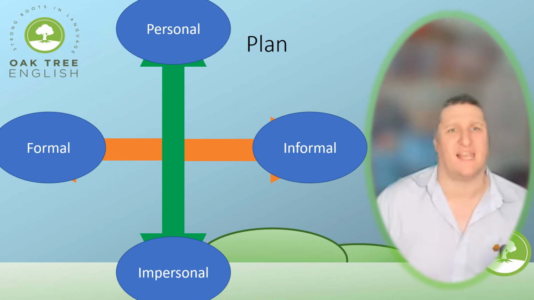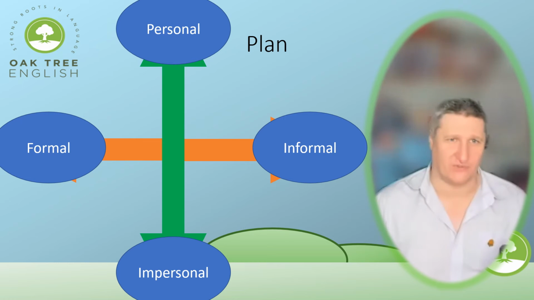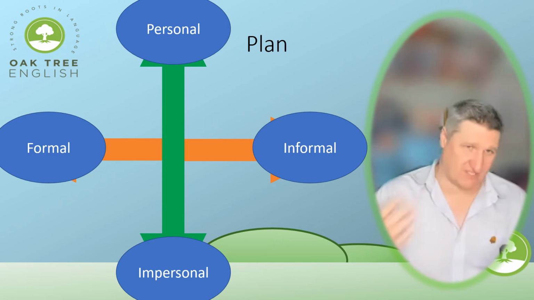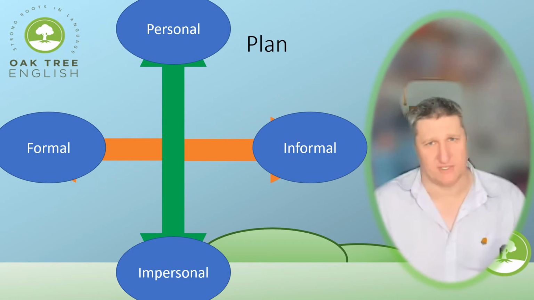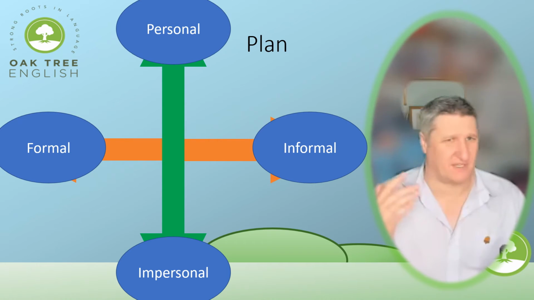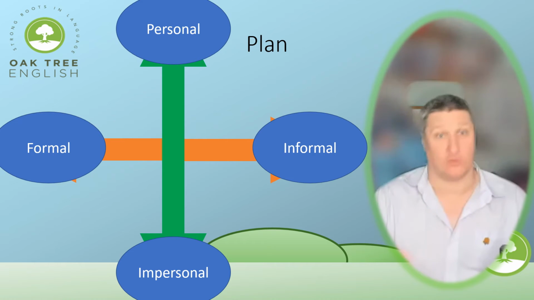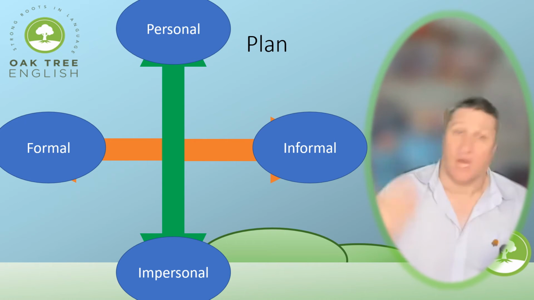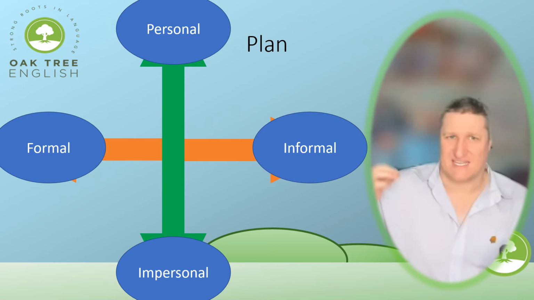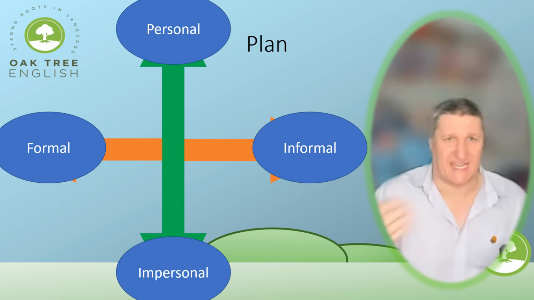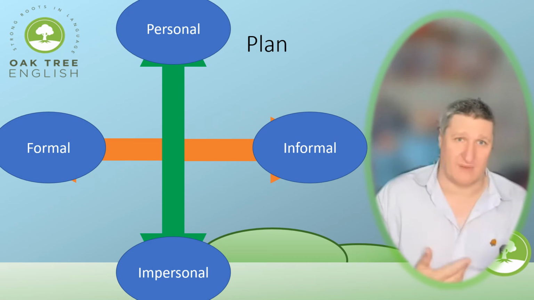So, for example, a letter is always personal. That is, it's written from a person to a person. But can be informal to a friend or formal to a company or your bank manager. An article is always impersonal. That is, it's written to a general audience and is usually informal, depending on where it's published.